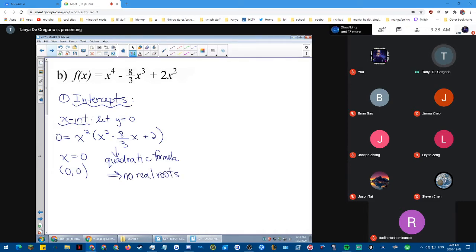There's no real roots, so we only got 1 point this time out of the x-intercept. What do you think is going to happen when I go find my y-intercept? Automatically, if I found 0, 0, what's going to happen when I go to find my y-intercept? Yeah, 0. So we know at least 0, 0 is going to come out again, right? But let's see if anything else comes out. No.